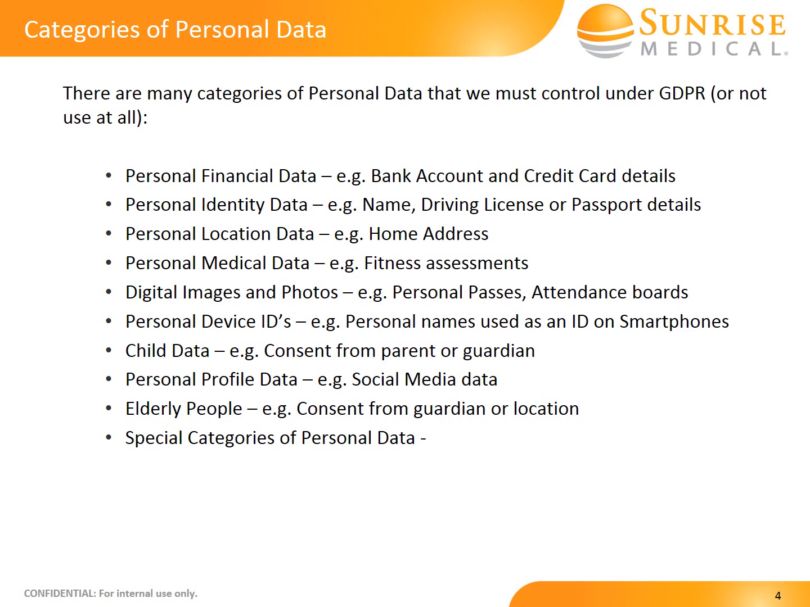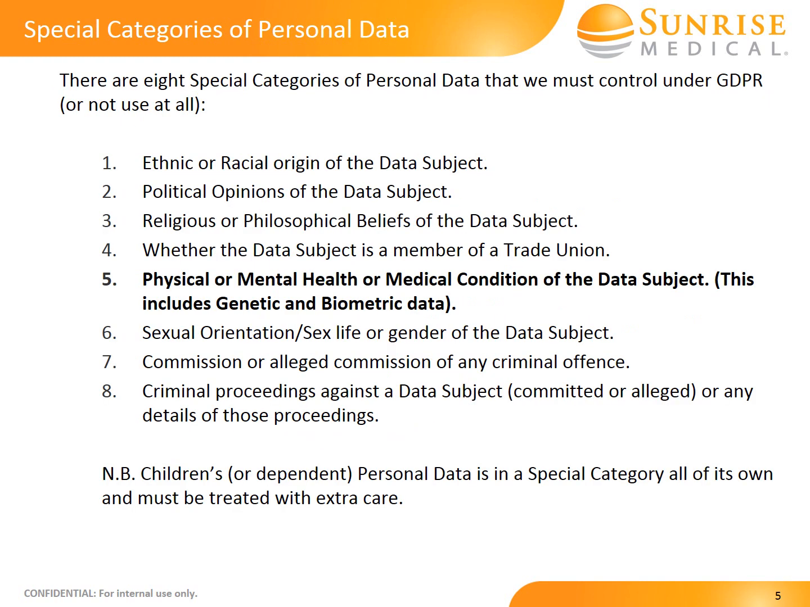Child data. This is quite special under GDPR, so we need to be careful of this. So please remember children's data going forwards, where we need specifically consent from a parent or guardian. Personal profile data, such as we might get on social media. Elderly people, these form into a similar category to child data, particularly if there's any reason why they can't make decisions for themselves. And then at the bottom is the biggie, special categories of personal data. Let's have a quick look at that.